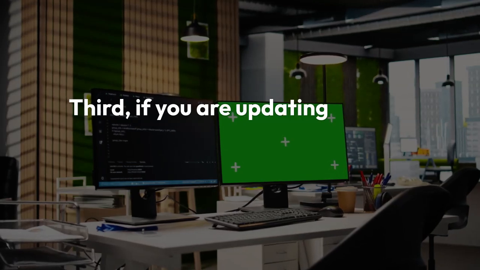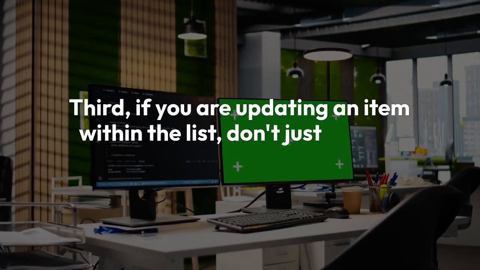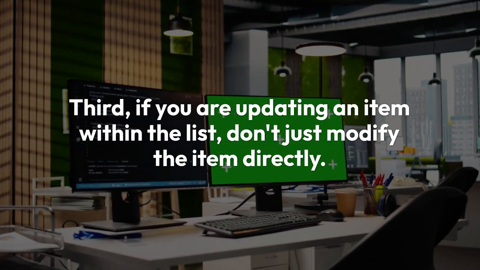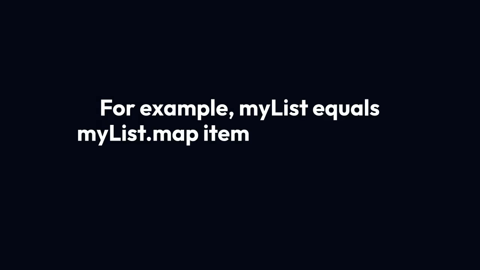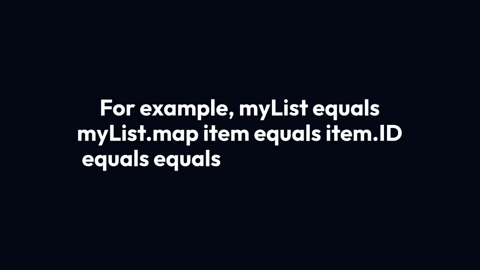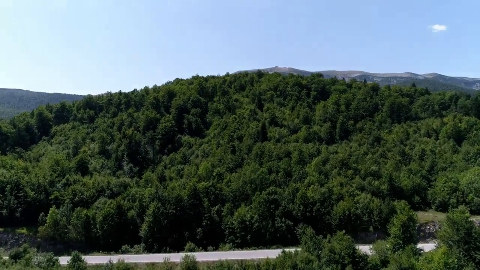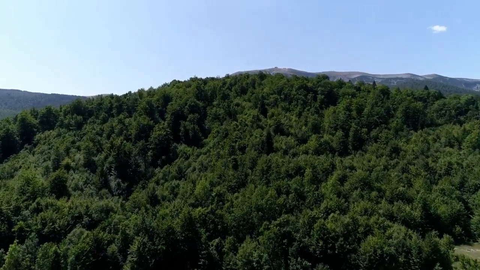Third, if you are updating an item within the list, don't just modify the item directly. Instead, map over the list to create a new one with the updated item. For example, myList = myList.map((item) => item.id == updatedItem.id ? updatedItem : item).toList(). This ensures that even internal changes result in a new list reference.